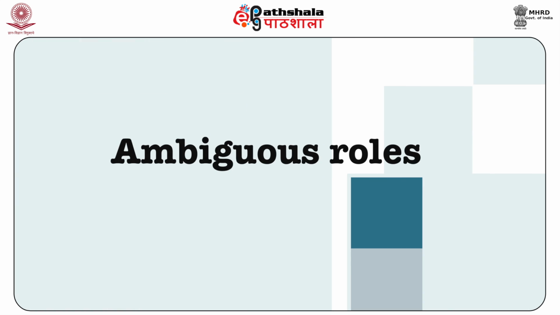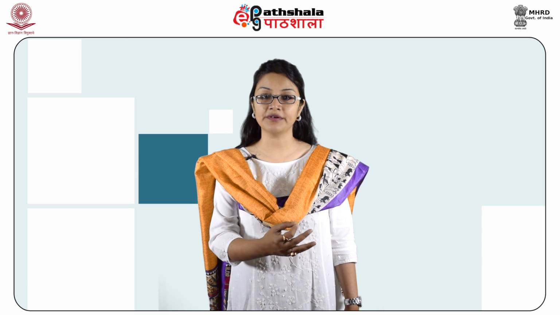Fifth is ambiguous roles. Ambiguity in any form might lead to misunderstanding and uncertainty among the members of an organization. When an employee is unclear about what is expected of him or her as part of the organizational role assigned to him or her, he or she becomes more susceptible to using unfair means, including political behavior.